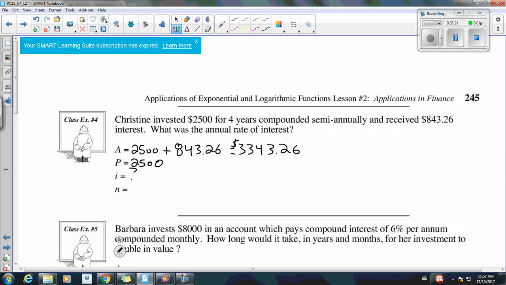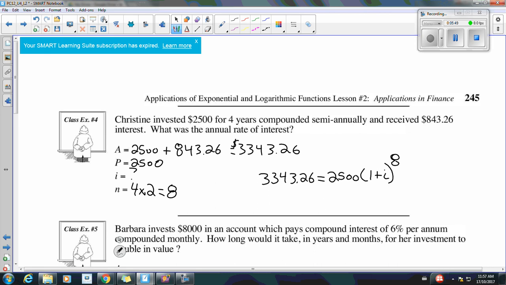And the number of compounding periods, well, it's in there for 4 years. It's compounded semi-annually, so that's twice a year, giving me an N of 8. So when I go to this equation here, 3,343.26 equals 2,500 times 1 plus I to the 8. So to solve this, I'm first going to divide by 2,500.